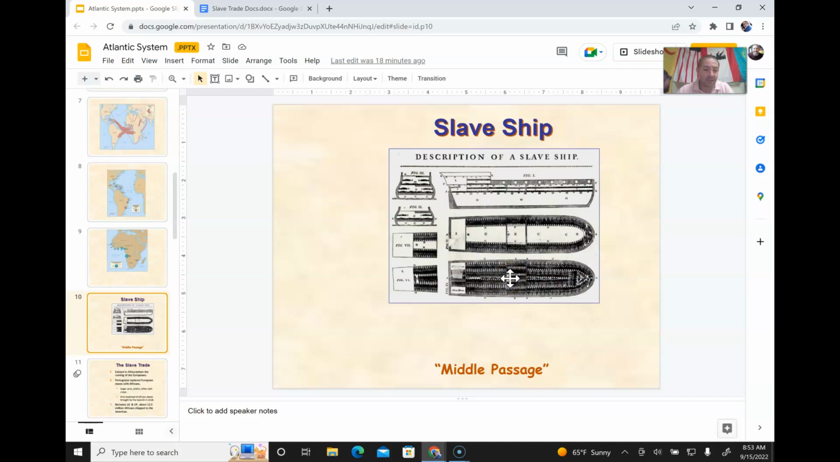So disease spreads rapidly. People die in exceptionally high numbers. It is a gruesome and a grueling journey across the Atlantic Ocean, and it could take anywhere from 50 to 100 days to do that journey. Particularly in the early portion, you're talking larger numbers of days, as you get to the 1800s.